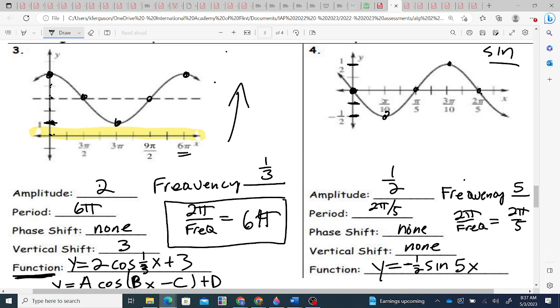Well, I look at my period. One complete cycle goes from 0 to 2 pi over 5. So again, right here, I got 2 pi divided by the frequency equals 2 pi over 5. So that means the frequency is 5. So y equals -1/2 sine 5 of x. Anybody got any questions on that?